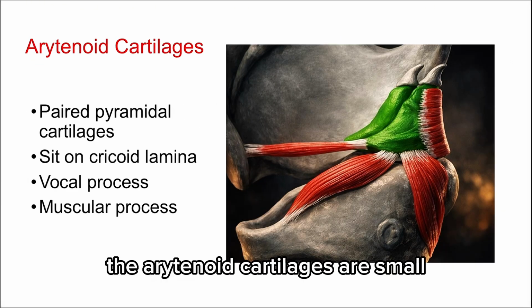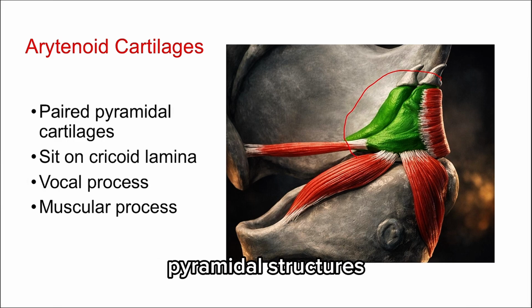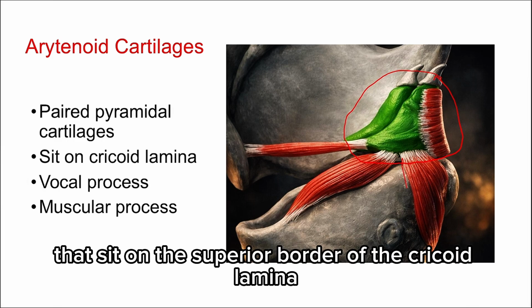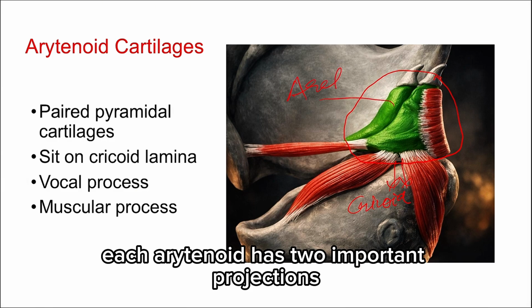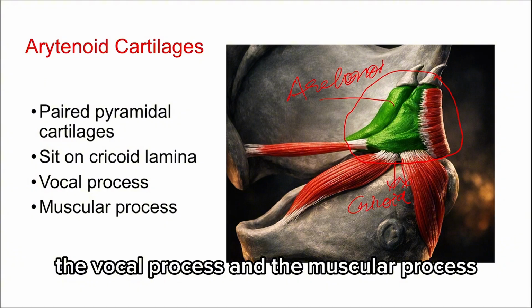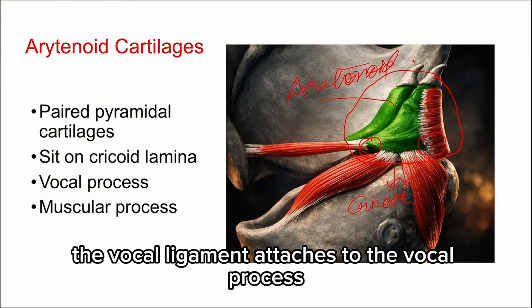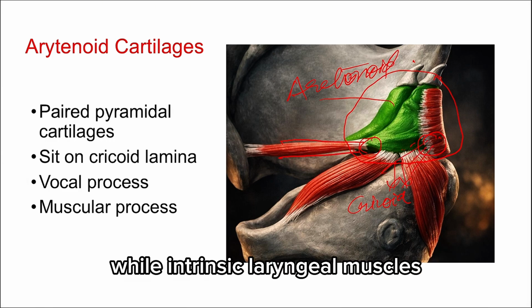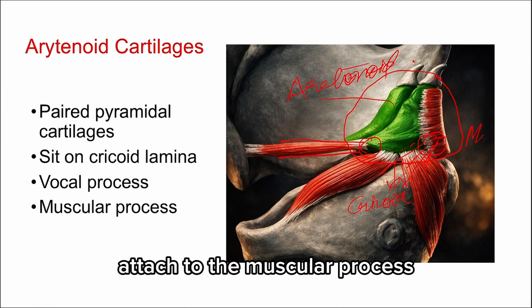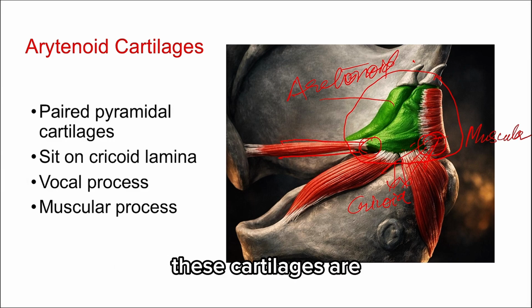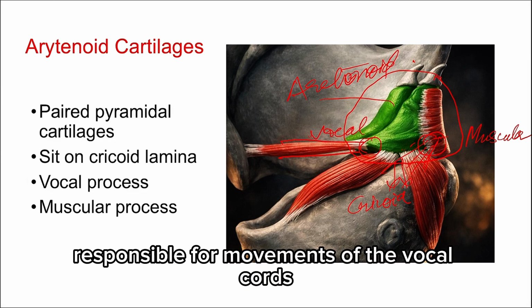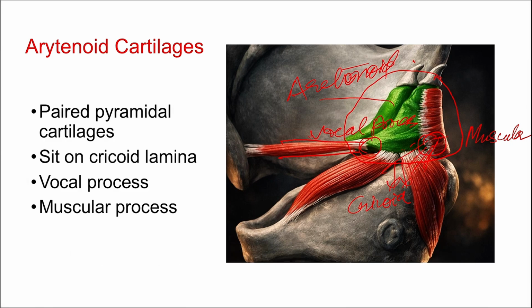The arytenoid cartilages are small pyramidal structures that sit on the superior border of the cricoid lamina. Each arytenoid has 2 important projections, the vocal process and the muscular process. The vocal ligament attaches to the vocal process while intrinsic laryngeal muscles attach to the muscular process. These cartilages are responsible for movements of the vocal cords.